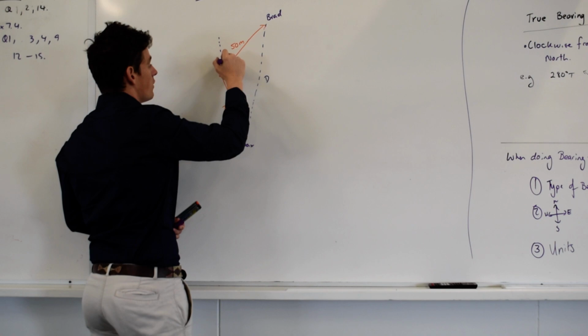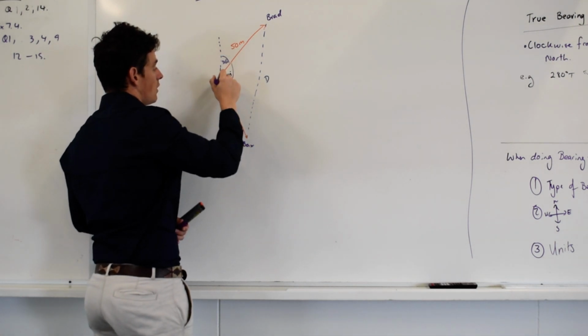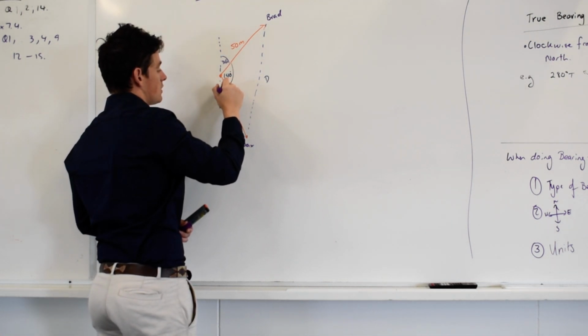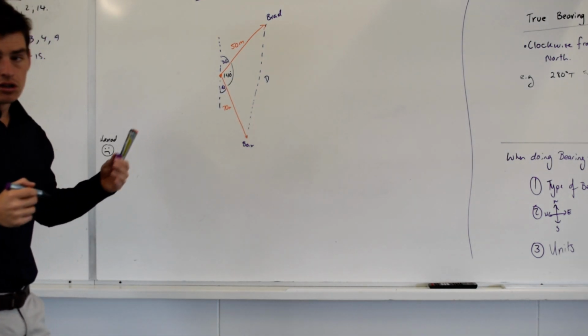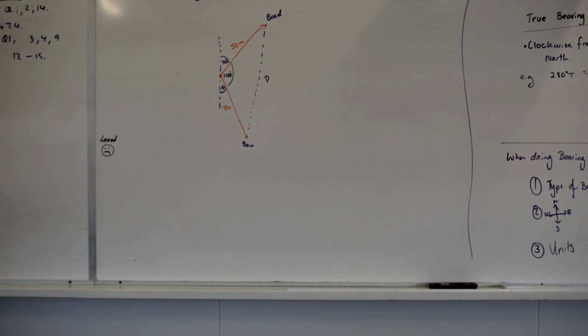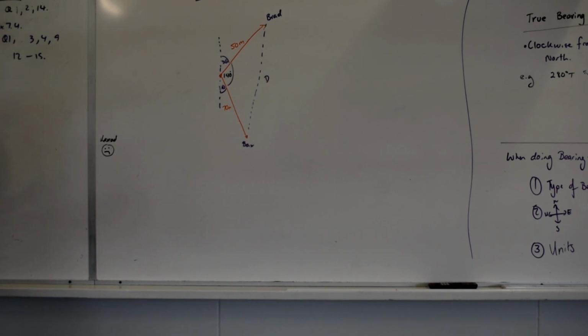So I know that this angle here is 30, correct? And I know that this angle here is 10. So 180 minus those two together, which is 40, leaves us with 140. Very good. So can we see how we got to calculate the distance?